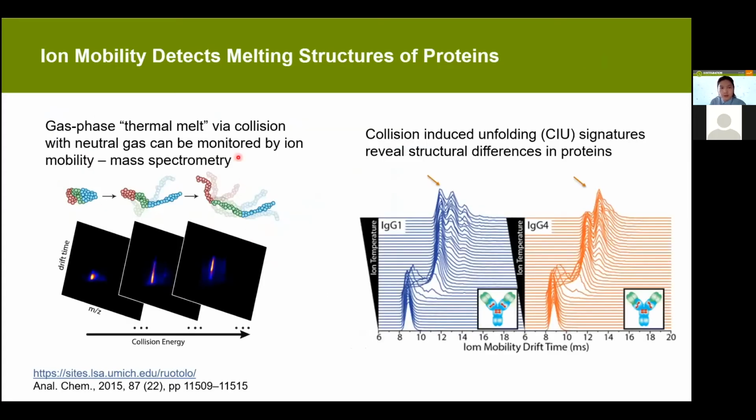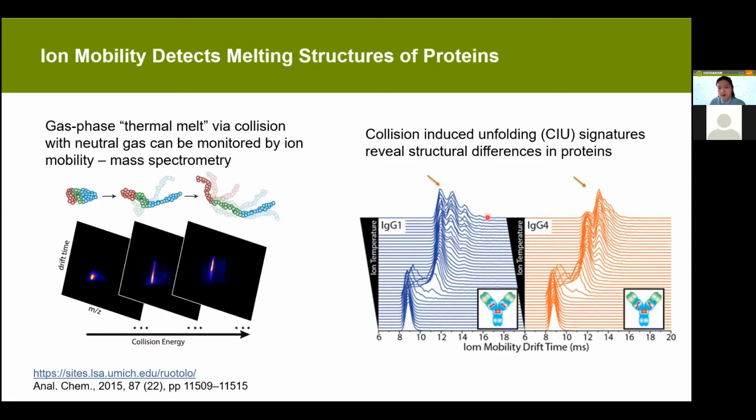The other thing I do want to show for ion mobility, which is also covered by Varun's talk, is collision-induced unfolding, which means that you are doing a thermal melt experiment in the gas phase via collision with the gas molecules. You can control the collision energy very well. Basically, you are slowly heating up the protein, and the protein starts to unfold, and you can monitor the change of the conformation based on the change of the drift time you measure in the ion mobility experiment.